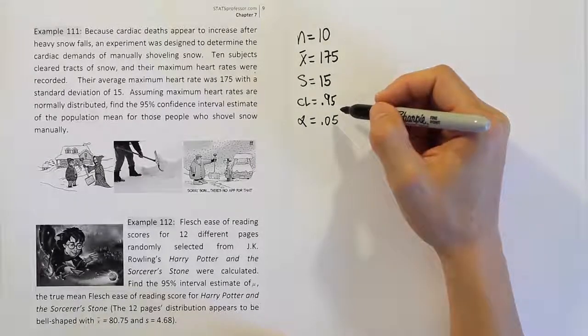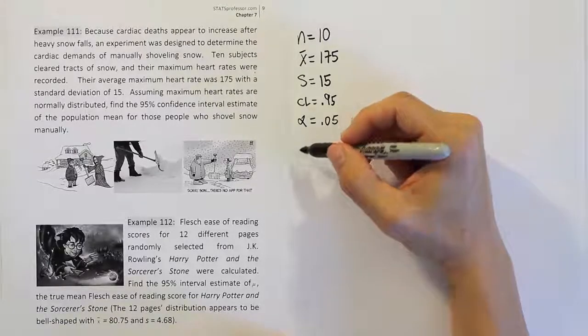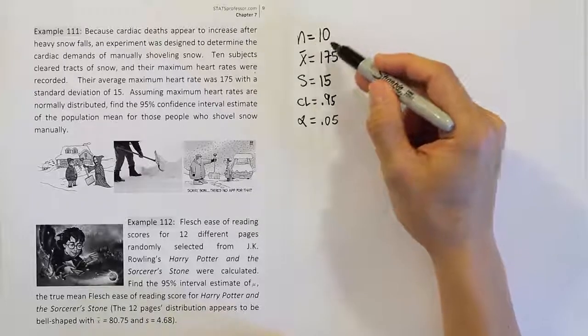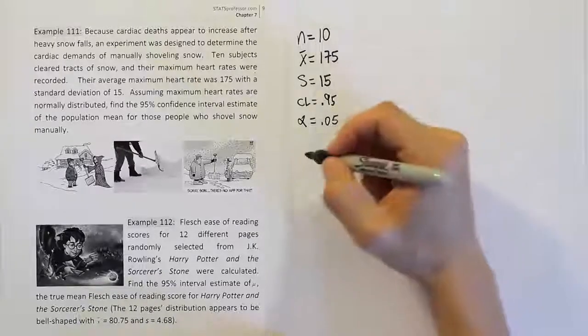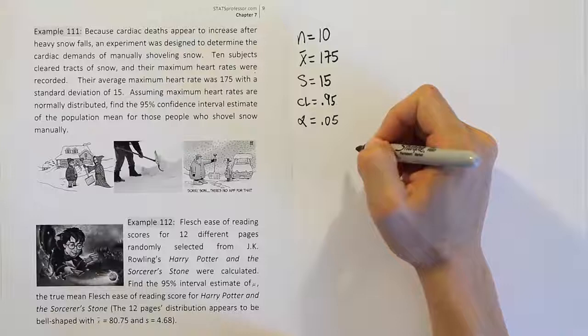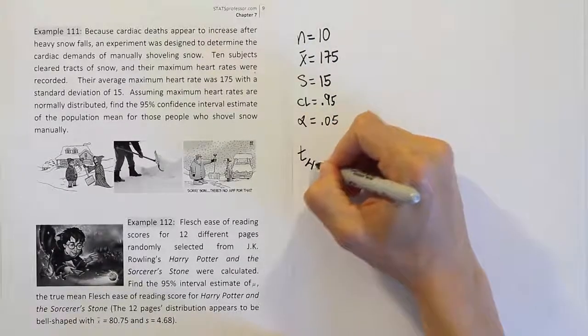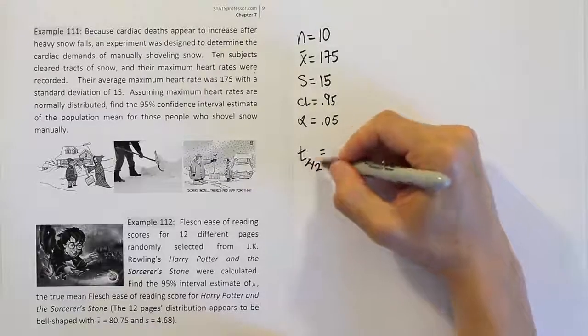All right, our next step is to get the critical value for the problem. The critical value is our table value, and I want you to get in the habit of looking at the n before going to the table. If the n is less than 30, we're going to use t alpha divided by 2, right? Actually, if it's 30 or less, we'll use t alpha divided by 2. So there's your notation.